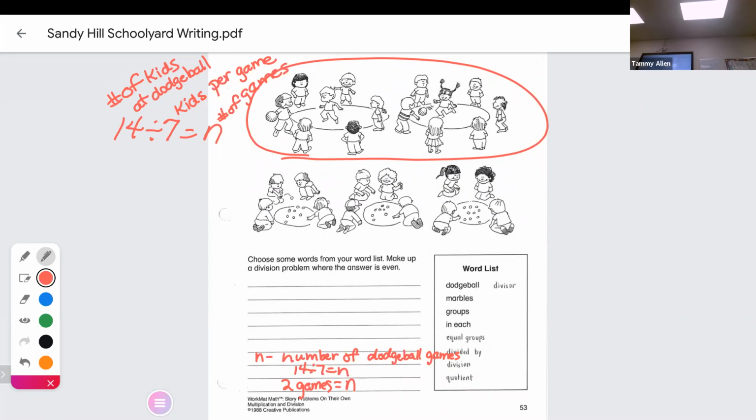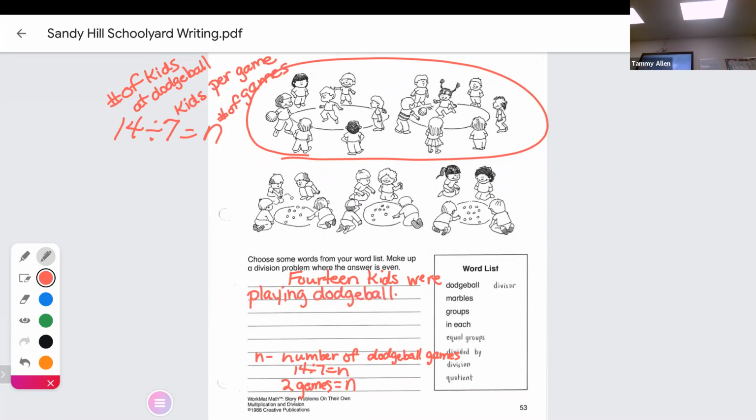Okay. And now we're ready for our story that will have nothing to do with there are, there was, there were, none of that. We want to be creative, but we don't want to be crazy creative. You know what I'm saying? Okay, get us started, Lane. 14 kids were split. 14 kids what? 14 kids were playing dodgeball. Uh-huh.